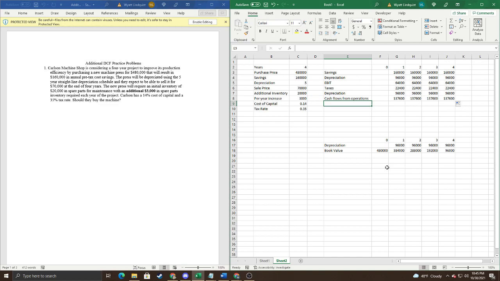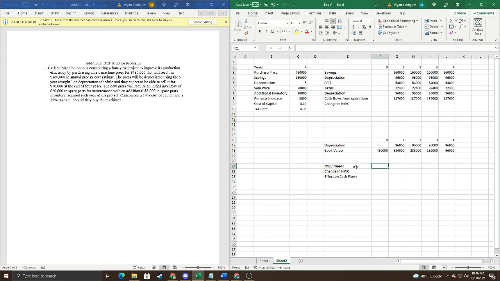But that's not all we have. So we also have some additional change in net working capital. So we're going to go in and we're going to do that now. So our net working capital needs, we're going to put here, and then we're going to put our change in net working capital and the effect on cash flows.